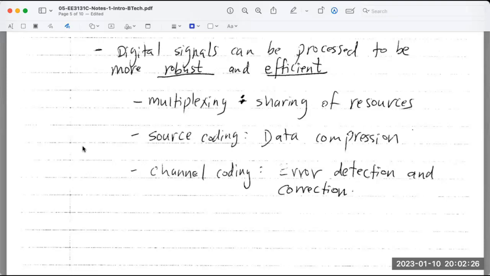Source coding is data coding. Channel coding is things like error detection and error correction. And frankly, it's magic. It's like saying an error happened, and without you knowing what the error is, you can correct it. It's error correction. And this strategy of channel coding allows you to do that.